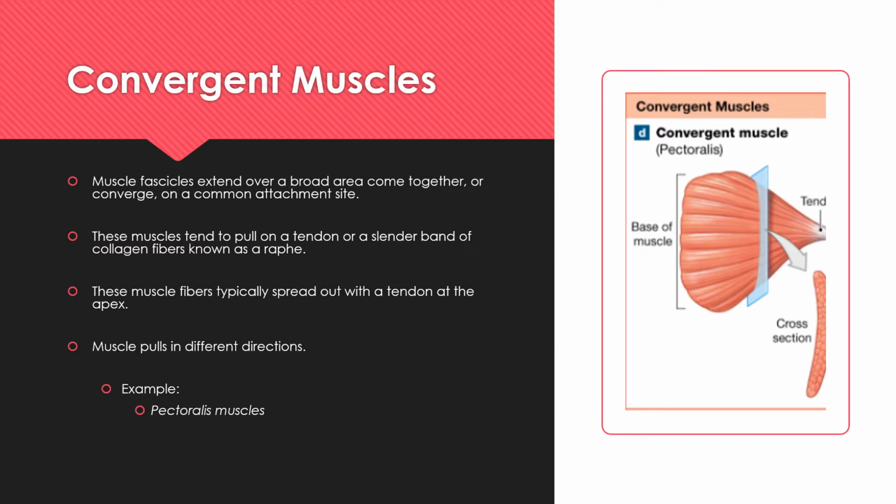The next type of muscles are the convergent muscles, and these extend over a broad area, and they come together or converge on an attachment site. One of the examples that we can see over there is the pectoral muscle. Just think about your pectoral muscle. It's broad across your chest, and as it gets closer to the shoulder, it converges to a point and attaches to a tendon.